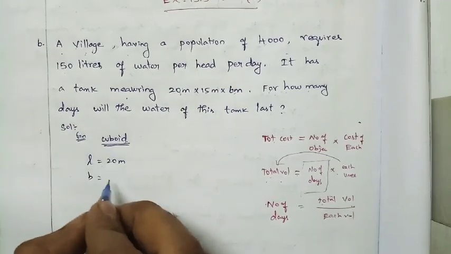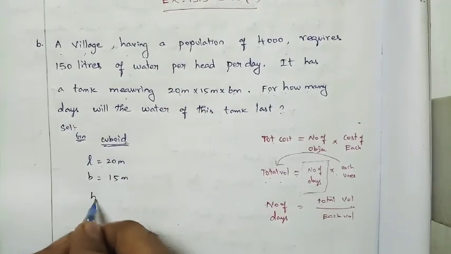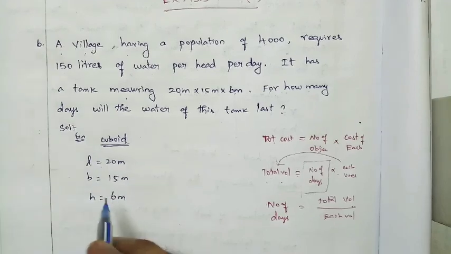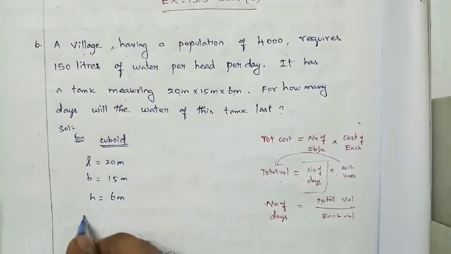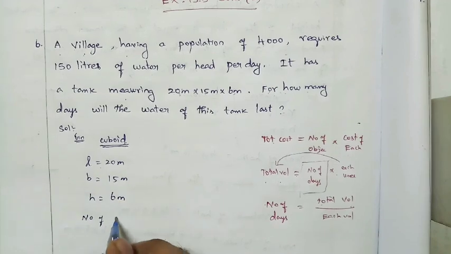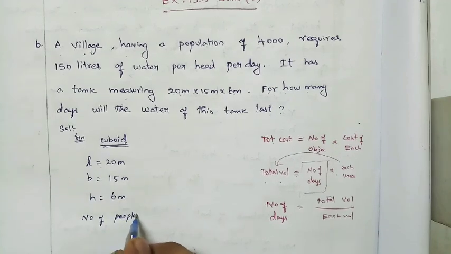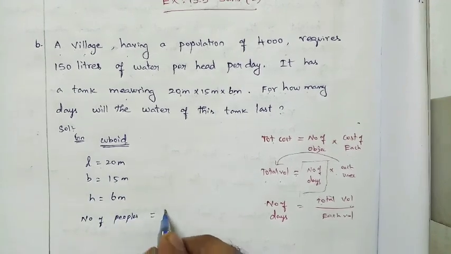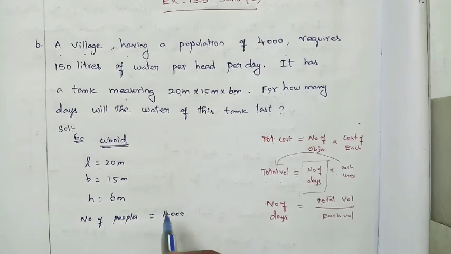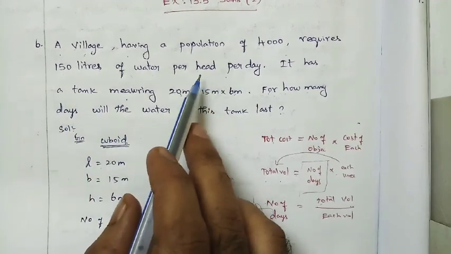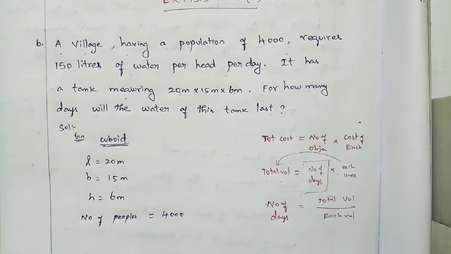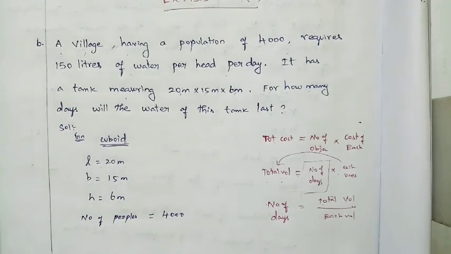And breadth is equal to 15 meter and height is equal to 6 meter, right? And the number of people in the village is equal to 4,000. And each day, each person needs 150 liters.